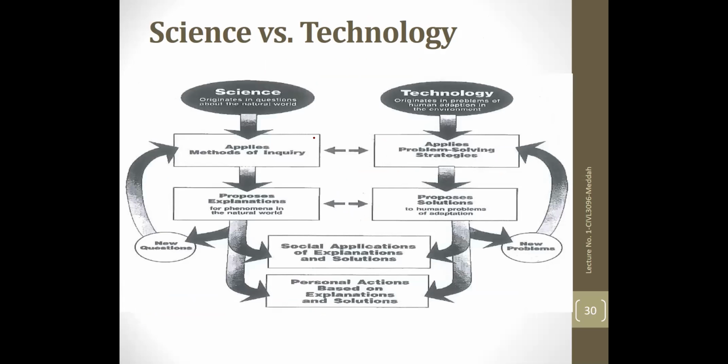So you can see that materials science and materials engineering are not separate. There is no border between these two major disciplines. They are interrelated, interconnected. They cannot work separately. They have to work together because each one is serving the other in different ways. So let's briefly look at this chart here. You can see science originates in questions about the natural world. So mostly questioning.